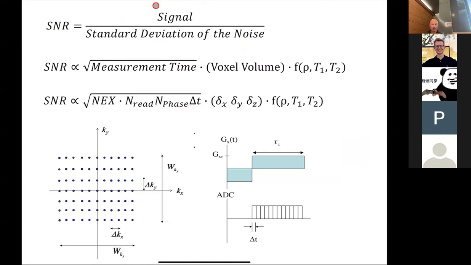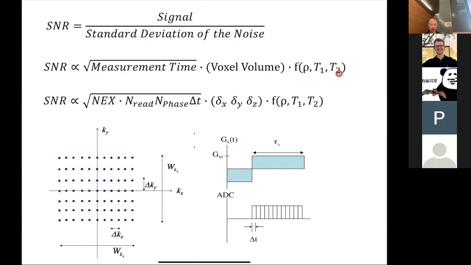So it turns out that in MRI, but also pretty much any modality, SNR is going to be proportional to the square root of measurement time, times the voxel volume, times other things that control the value of the signal, which here we've written as some function of proton density, T1, and T2. So we've already seen that you can adjust the signal levels depending on the pulse sequence, and what those T1s and T2s are.